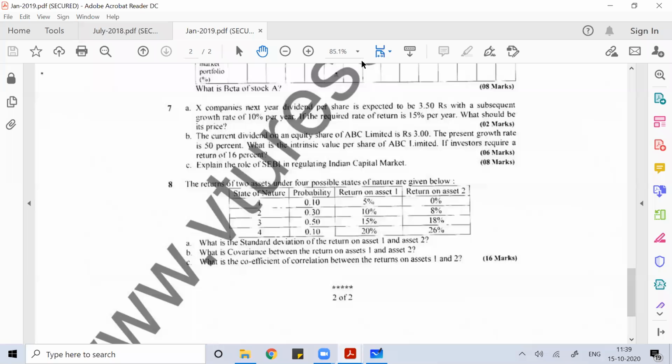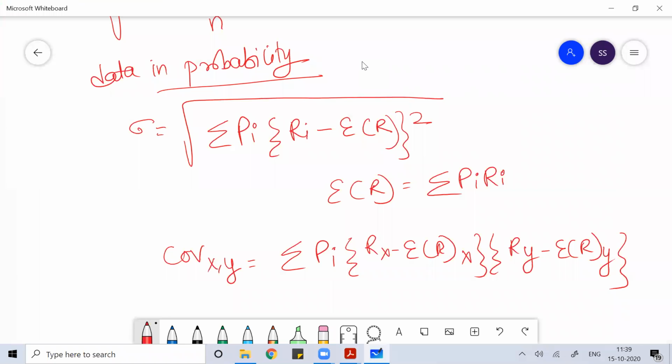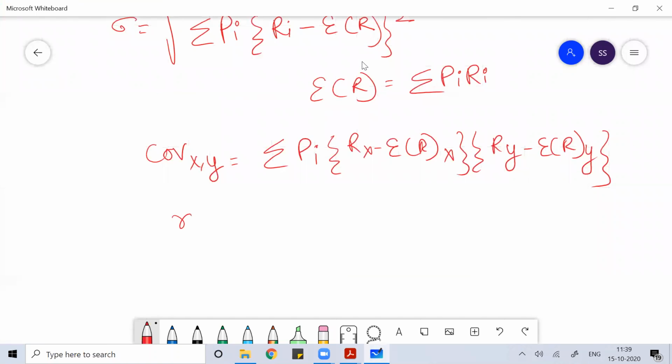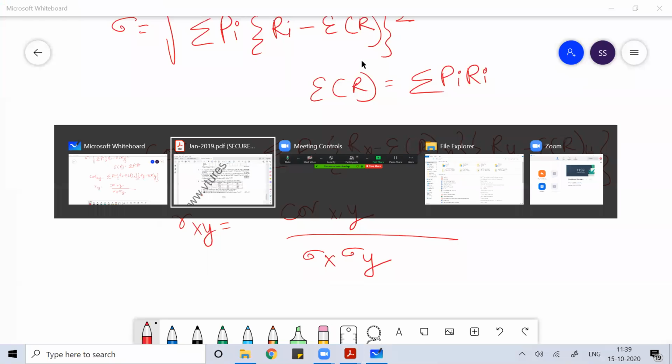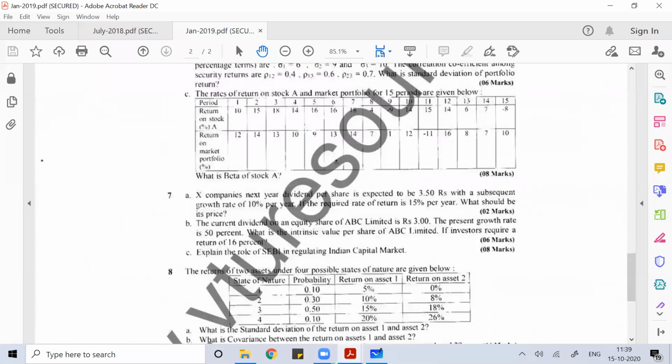Now once you get the covariance, they're asking you what is the coefficient of correlation. To find the coefficient of correlation, you have to divide the covariance of x and y by the standard deviation of x and the standard deviation of y. So these are all very easy problems. You can easily solve them.